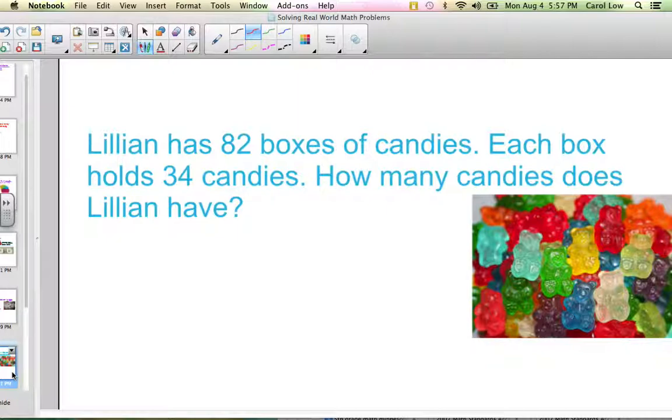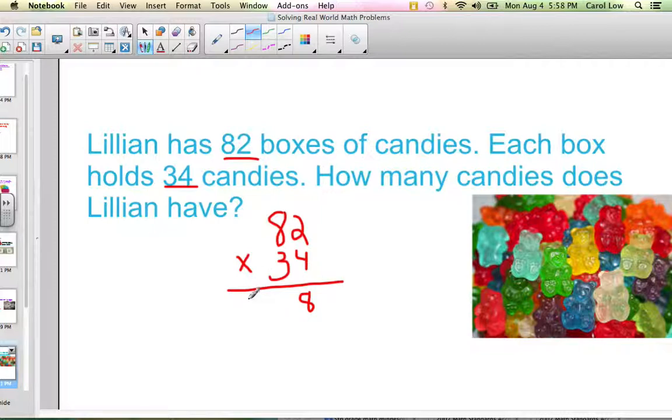Next one. Lillian has 82 boxes of candies. Each box holds 34 candies. How many candies does Lillian have? Well, she has 82, and each one has 34. So you've got it. We're going to multiply. So 82, and I want you to pause it, and I want you to multiply, and I'm going to multiply, and then turn it back on once you have your answer, and we're going to see if our answers are the same. 4 times 2 is 8.